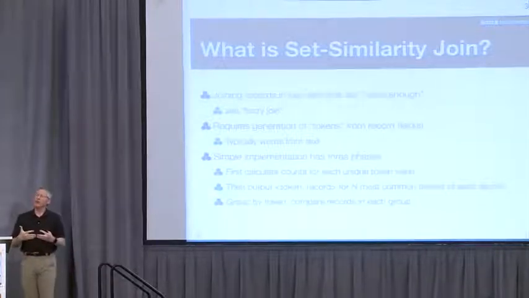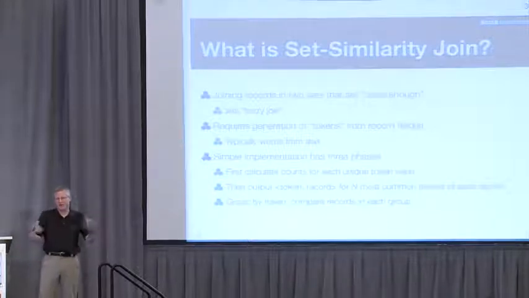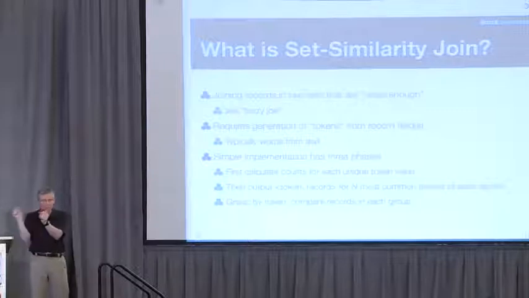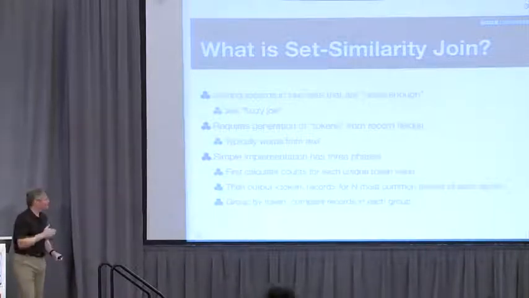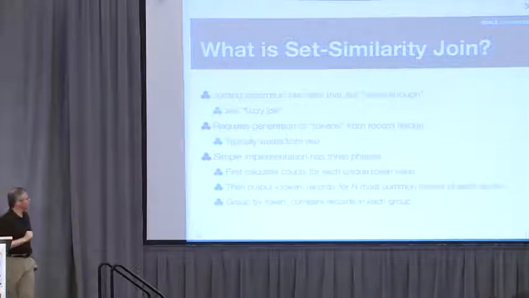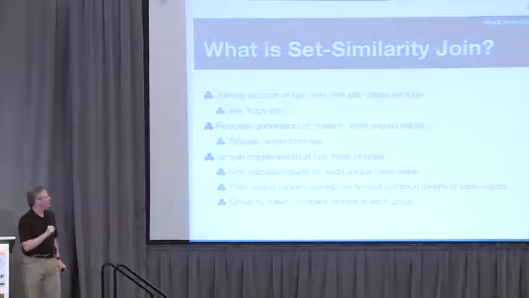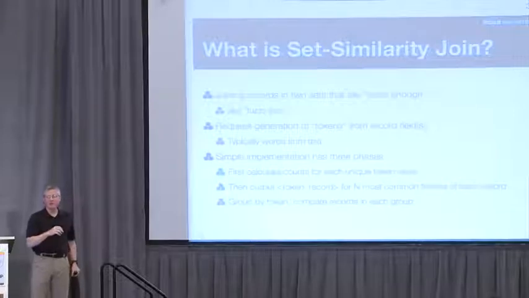So what happens if you're doing record deduping? With record deduping, you don't have sometimes 1,000 values in a record, right? You've got a couple words in a place name and a couple words in a street address. What do you do? Well, one of the things you do is this thing called set similarity join, where you have 3 passes.